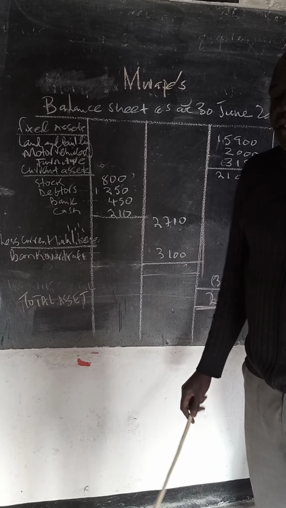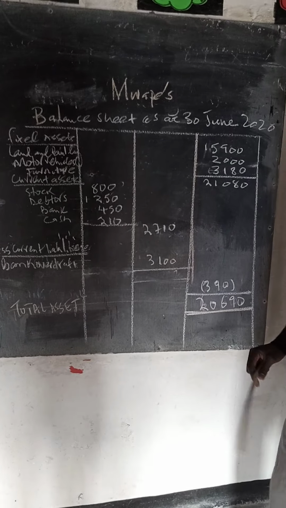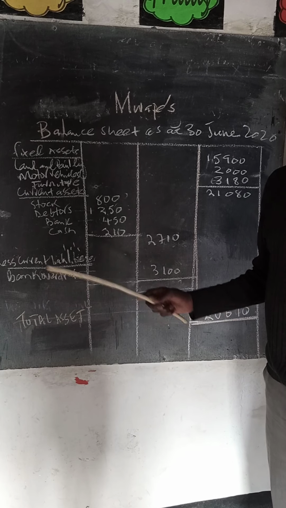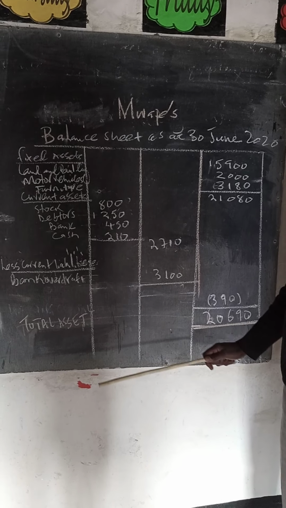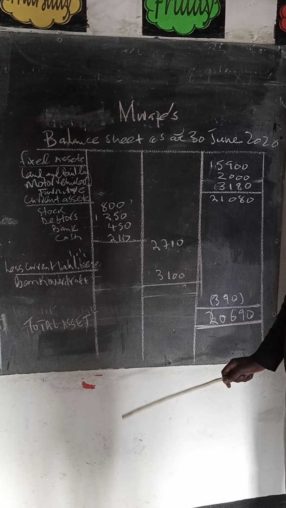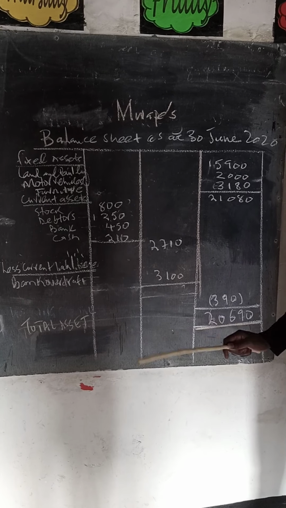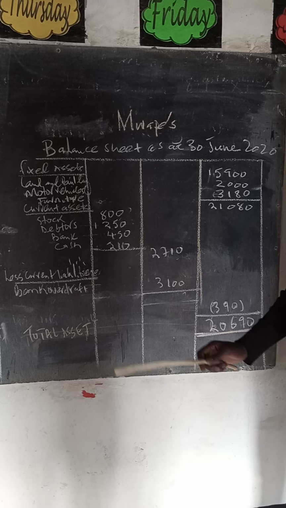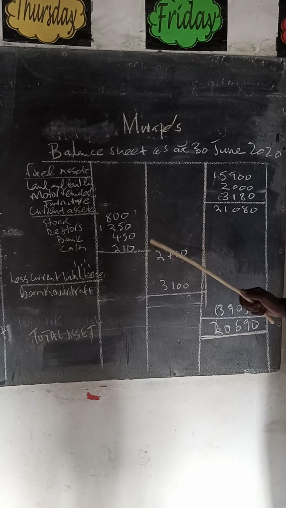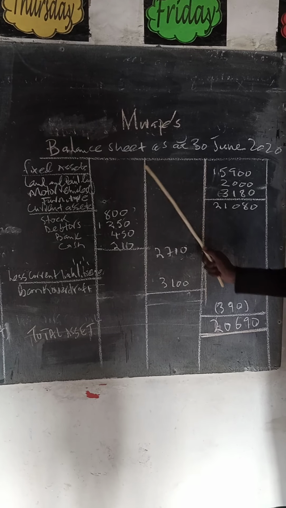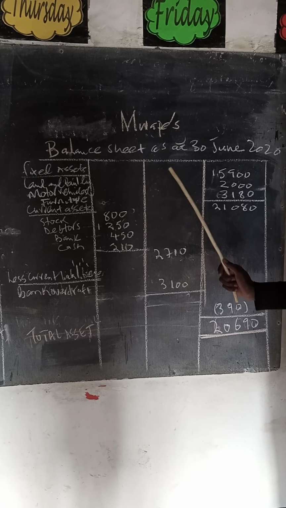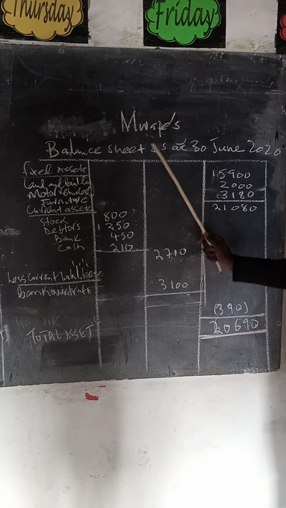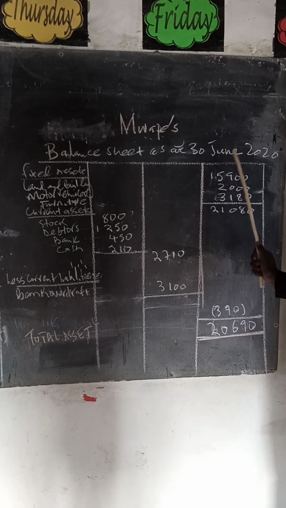Morning class once again. Today I just want to continue on the work we had looked at on the balance sheet, and I want to go through the exercise I've given you so that I show you what you are supposed to do. First and foremost, I said when you write the title, it should be written as follows. For instance, we had Moape, the owner of the business. You write Moape's balance sheet as at 30th June 2020.